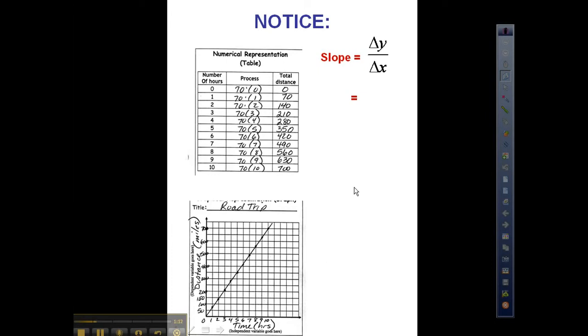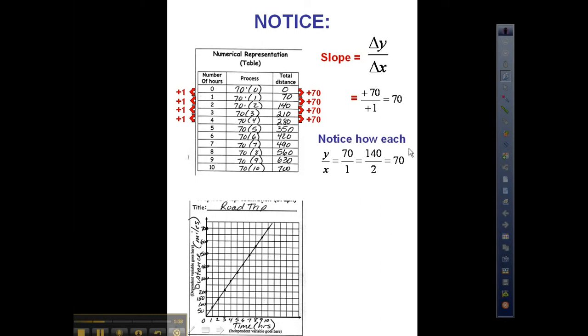You guys have learned that a slope is a constant rate of change, that it's the change in your y's divided by the change in your x's, which is really easy to figure out from this placemat, from the table. What is your slope here? 70, yeah. Your change in your y's is 70, your change in your x's is 1, so the slope is 70. There's something else I want you to notice.